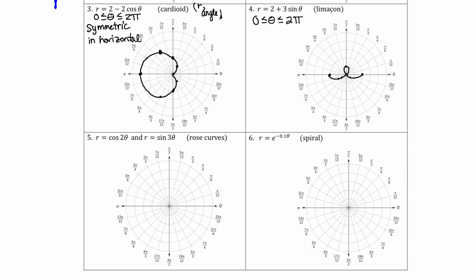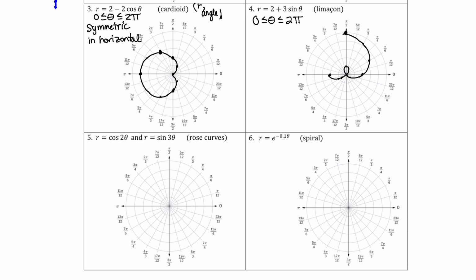And then how high does it go? It goes up to 5 up here: 1, 2, 3, 4, 5. And when I'm at pi over 6, I'm about 3.5. And when I'm at pi over 3, I'm a little more than 4, about 4.25. So this graph is doing this.